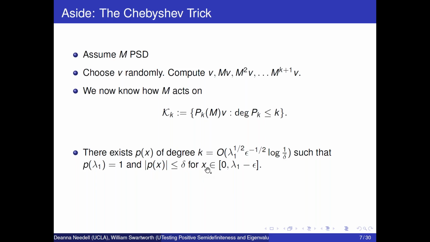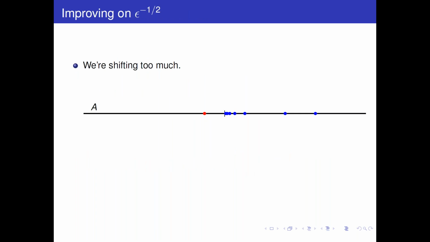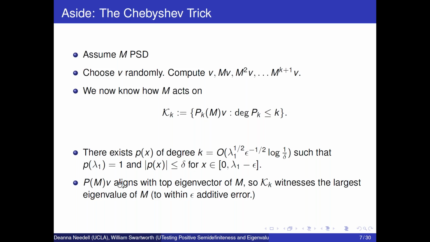Okay, so this is exactly the interval that we have, because our matrix is PSD, so the minimum eigenvalue is 0. That's why x is at least 0, and it's at most lambda 1. Okay, so what happens now is great, because this polynomial evaluated at M times V is going to align very well with the top eigenvector of M. And so this Krylov space witnesses the largest eigenvalue of M to within epsilon additive error.